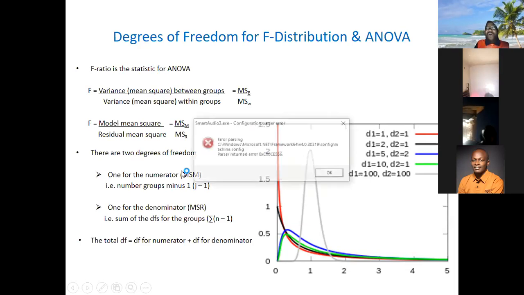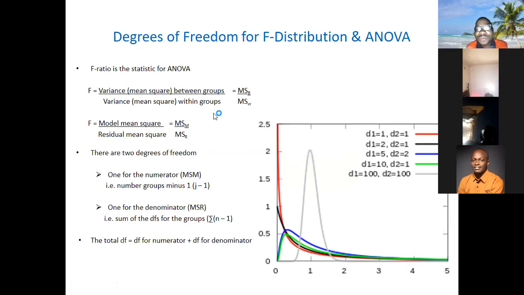Now, for 3 groups, between is going to be group minus 1. Look at the J minus 1. So the degree of freedom for the groups, for the between variance, which is among the groups, is the number of groups minus 1. You will see that the degree of freedom is about number of entities minus 1.